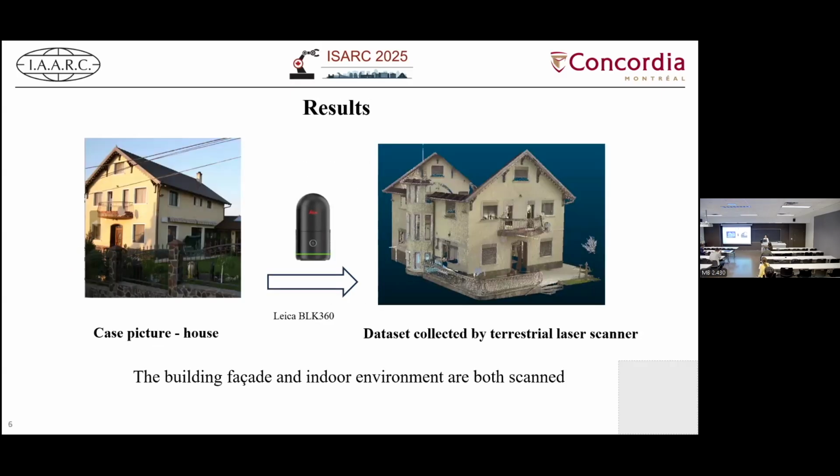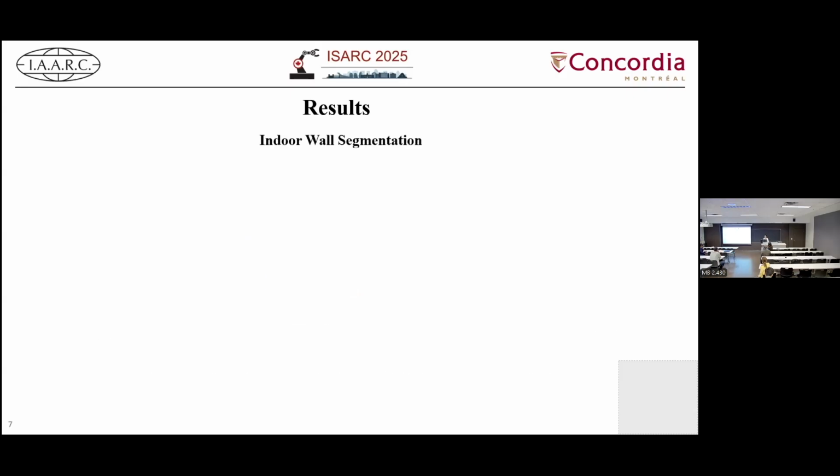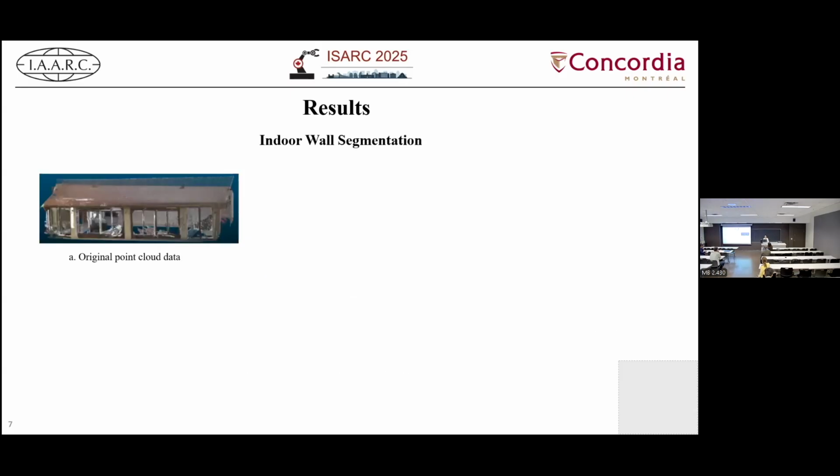The proposed method is then validated through a real case. This is a picture of the building. This case is a demo site from the EU Horizon project. This is an old house and has very high energy consumption and needs to be renovated to be more energy efficient. The Leica BLK360 laser scanner is used for the data collection. We select a floor of the building to validate the proposed method.